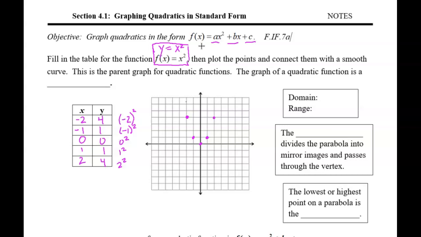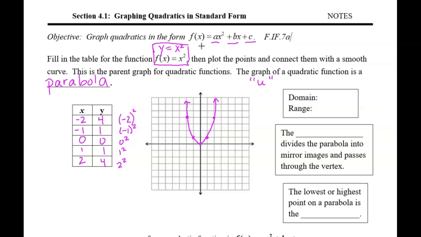And we want to connect this in a smooth, continuous curve. It's not a V shape, it's more of a U, all right? So this is going to be the parent graph. This gives you the shape. The graph of a quadratic function is a U shape, but the fancy name for that is a parabola. All x squared equations will be a parabola shape, okay? We're just going to move them all around.